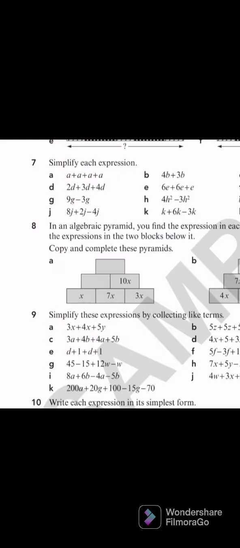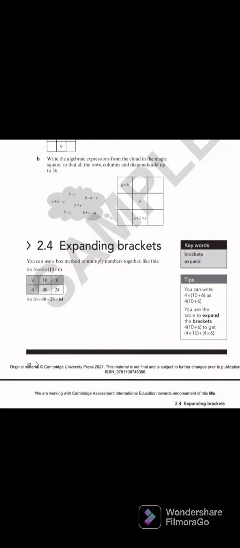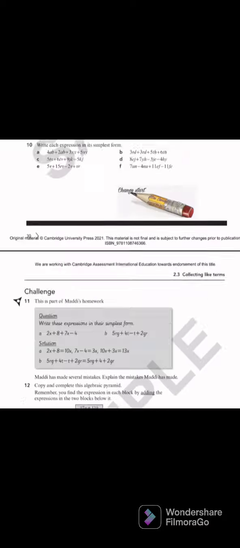Okay, I think it's easy to complete the next. Simplify each of the expressions. And this here is your homework. You can complete it easily. The challenge, don't forget that you have 5 stars for completing the challenge. I hope you enjoyed the like terms lesson.